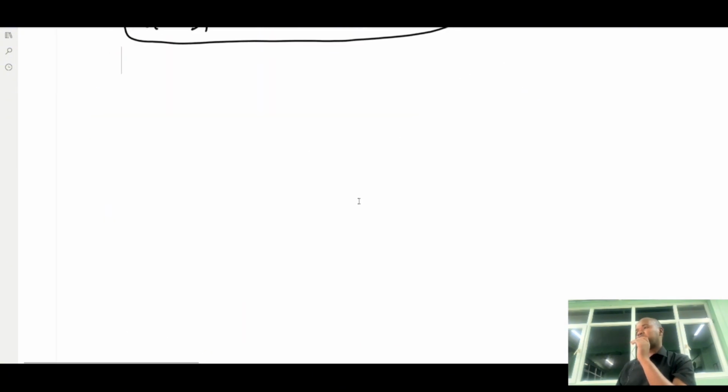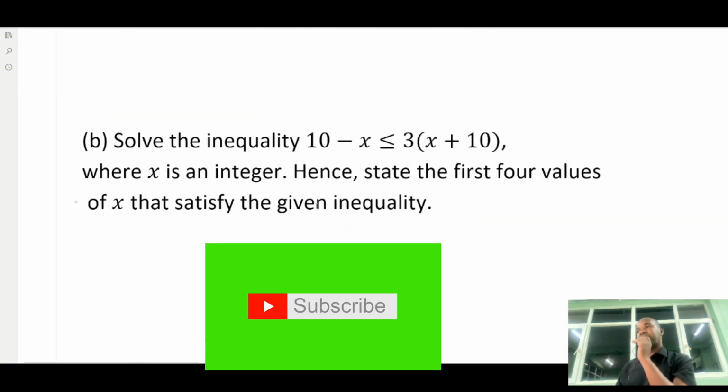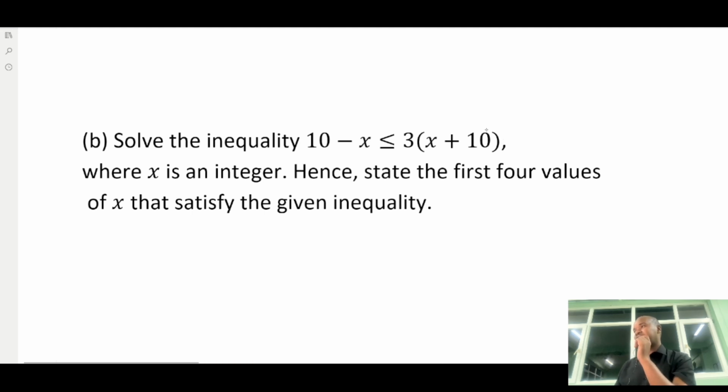Now, jumping to question number 10b. Solve the inequality 10 minus x less than or equal to 3x plus 10, given that x is an integer. Hence, state the first 4 values of x that satisfy the given inequality. Mind you, integer, we are talking of positive and negative counting numbers. So knowing these details is really important for you to be able to attempt the question correctly.